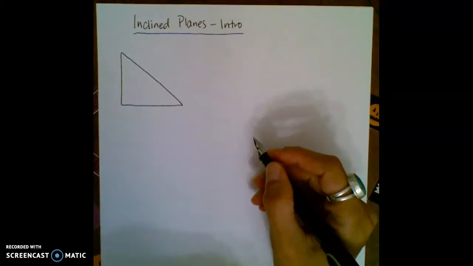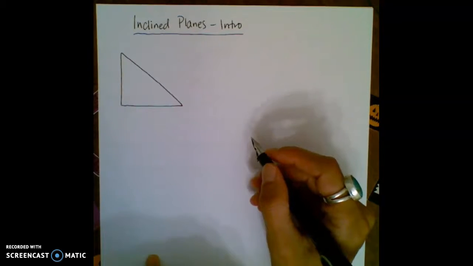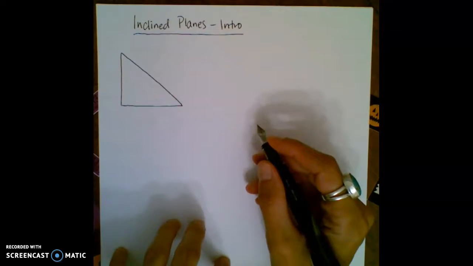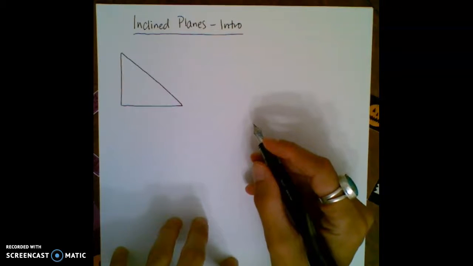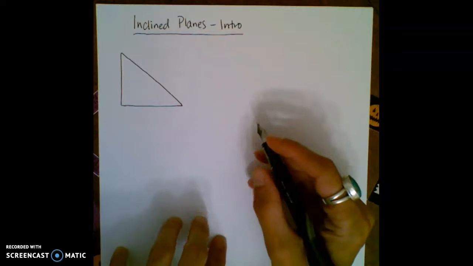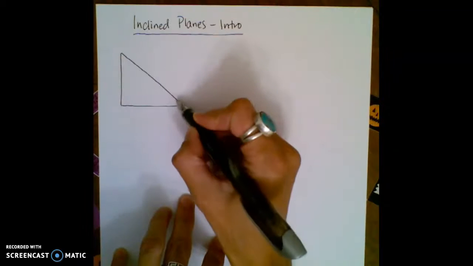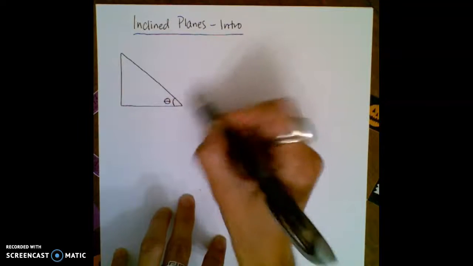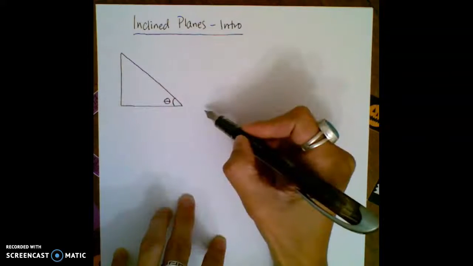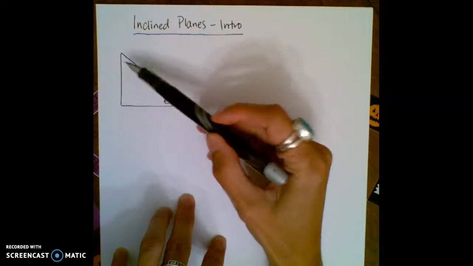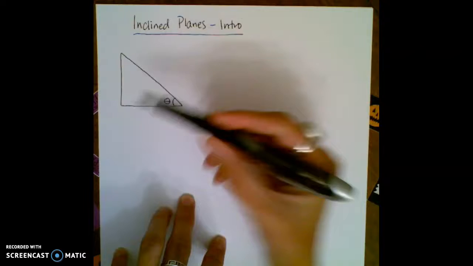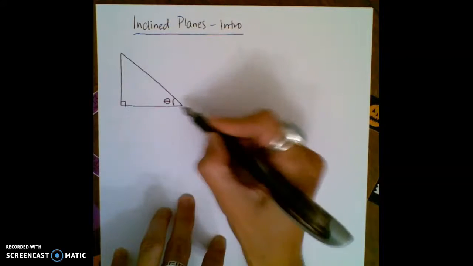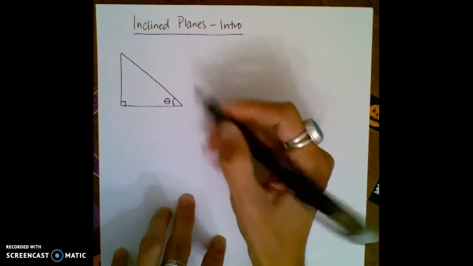Hello, physics friends. Today I'm here to talk to you about inclined planes, and we're going to talk about just the introduction, like what they are and what it means for us. So when we talk about an inclined plane, we're referring to any flat surface that's inclined at some sort of angle. And normally the angle is designated above the horizontal, but it could be this angle, but most of the time you're going to see it here.